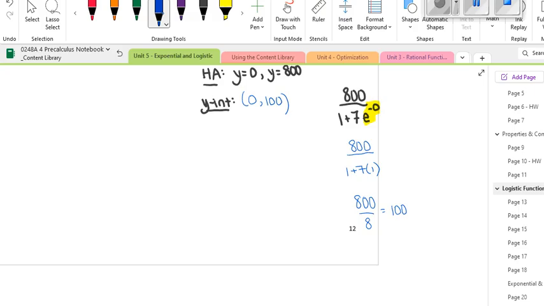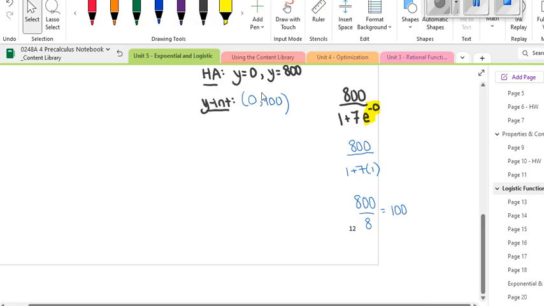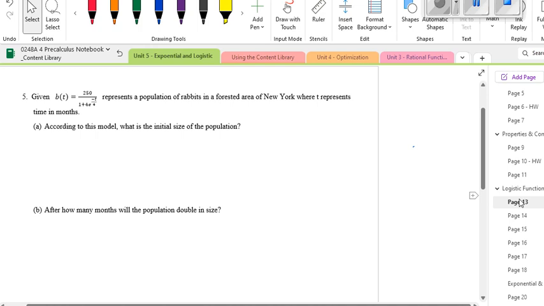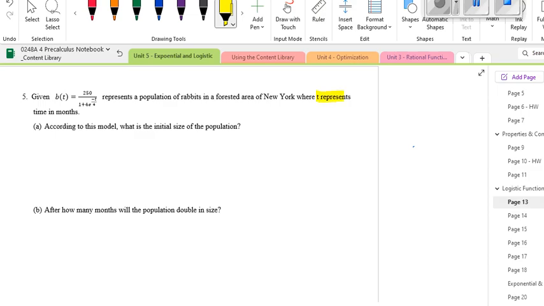All right, so again, there's a little bit on the logistic function, its graph, and its attributes. Up at the top of page 13, where I'm at right now, we're actually going to go look at some applications of the logistic function. So it tells us that this function b represents a population of rabbits. And for this population of rabbits, t represents time in months. It wants to know, according to this model, what was the initial size.